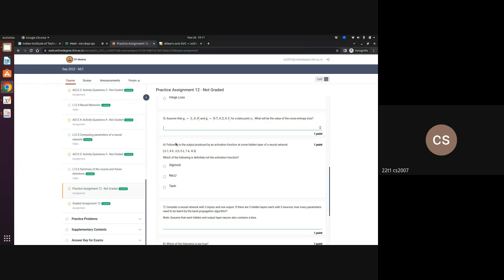Next one. Following is the output produced by an activation function at some hidden layer of a neural network. Which of the following is definitely not the activation function? Would somebody like to tell me?